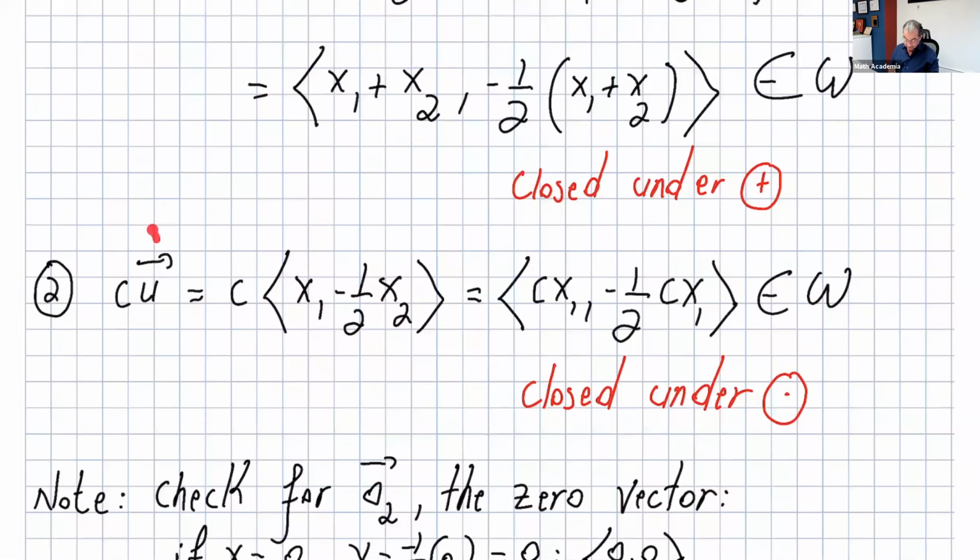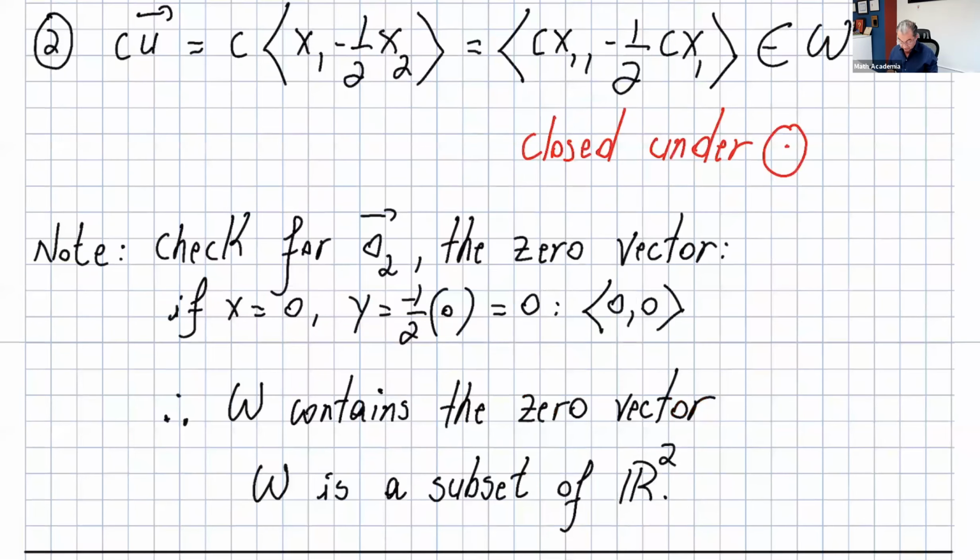Scalar multiplication, c times u, is going to give us cx1 and negative 1 over 2 times cx1. Again, if you call this x, it's the same form. We get x and negative 1 over 2 x, so that's also in W, and it's closed under scalar multiplication.